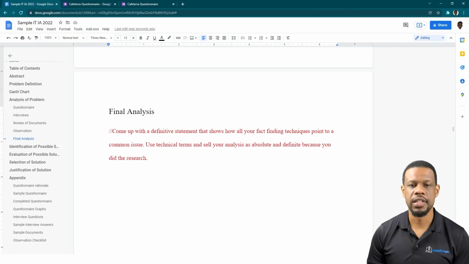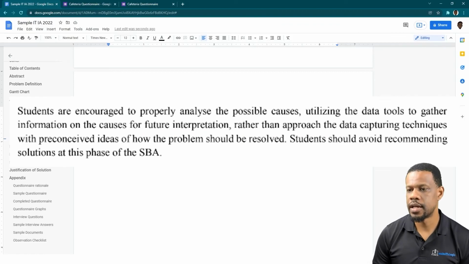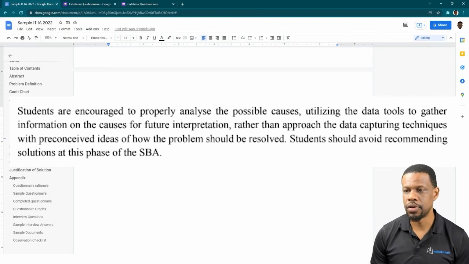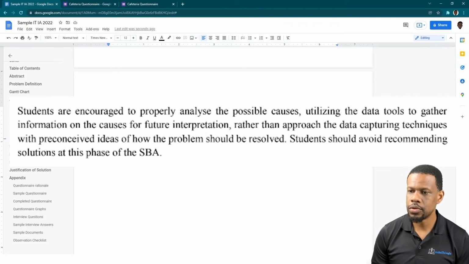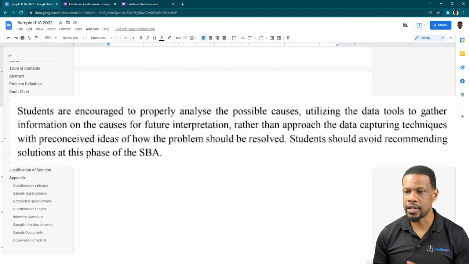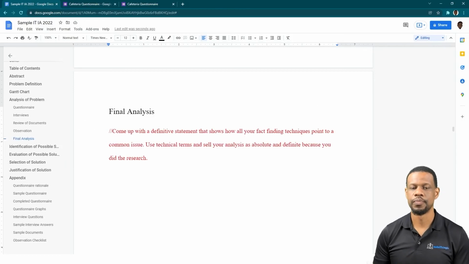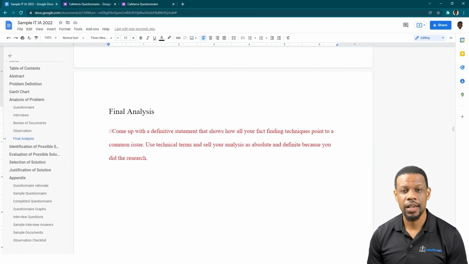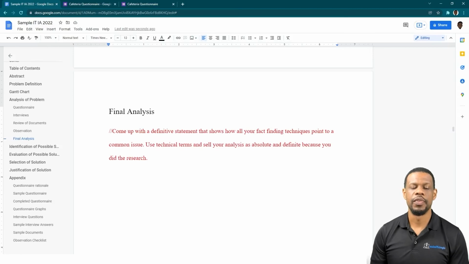Now, according to the examiner's report, they would say students are encouraged to properly analyze the possible causes, utilizing the data tools to gather information on the causes for future interpretation, rather than approach the data capturing techniques with preconceived ideas of how the problem should be resolved. Students should avoid recommending solutions at this phase of the SBA. So you don't want to recommend a solution here. You just want to show this is the problem and this is how I can prove it. Yeah, I can prove there's a problem.